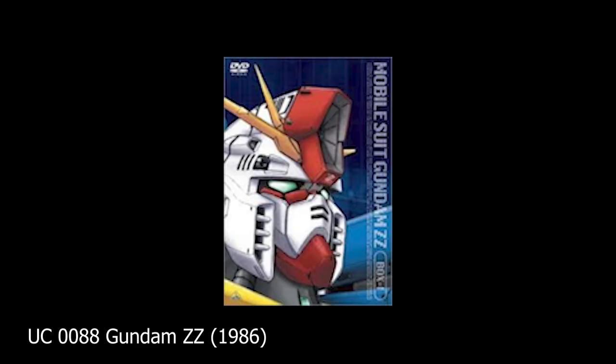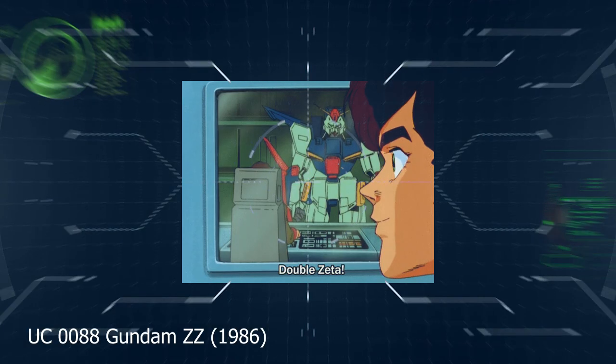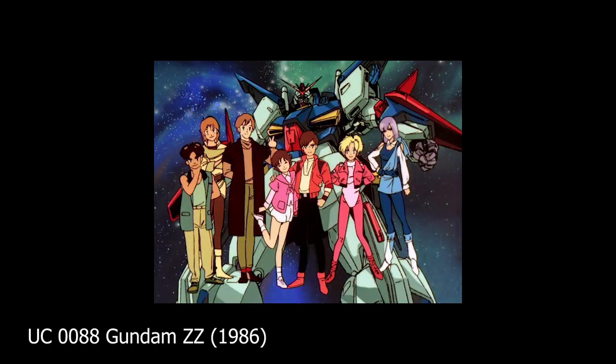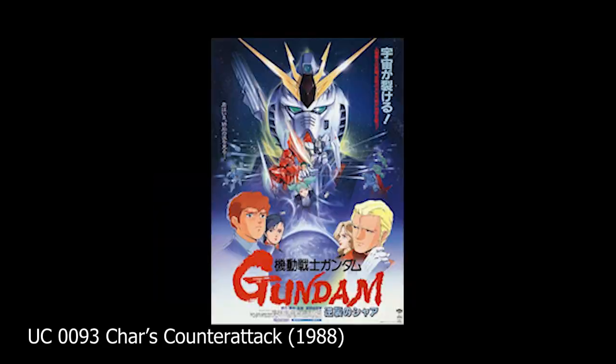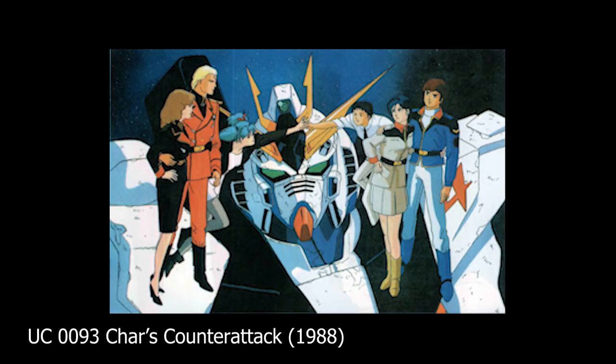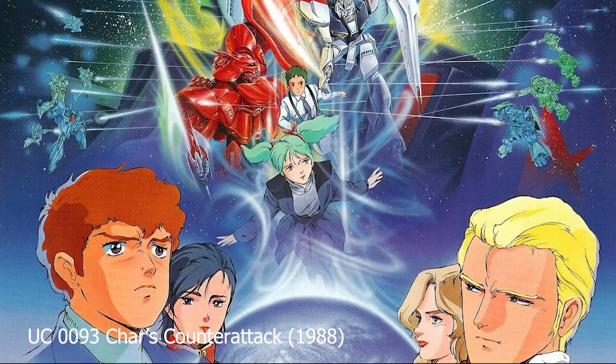They change the ending and break the timeline for the next 2 shows. UC 0088 Gundam ZZ, 1986. A direct sequel to Zeta. It starts off light-hearted but ends in a massive, tragic showdown. UC 0093 Char's Counterattack, 1988. The finale of the Amuro and Char saga, a cinematic masterpiece that ends an era.